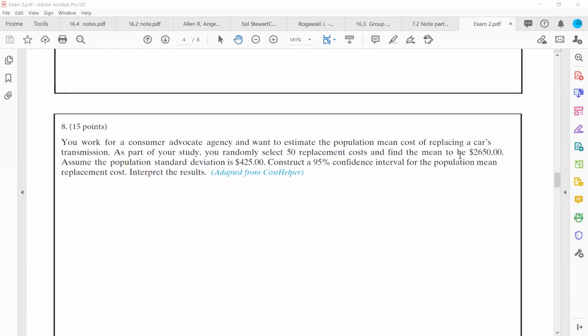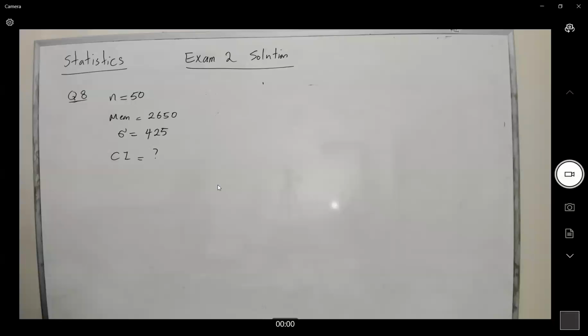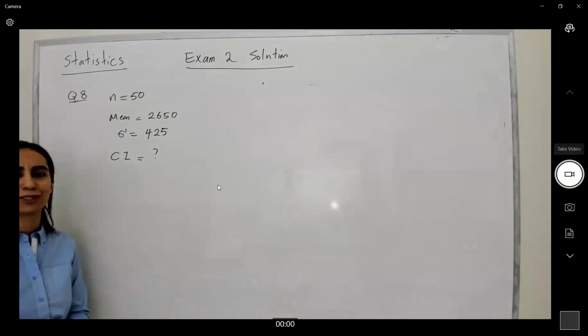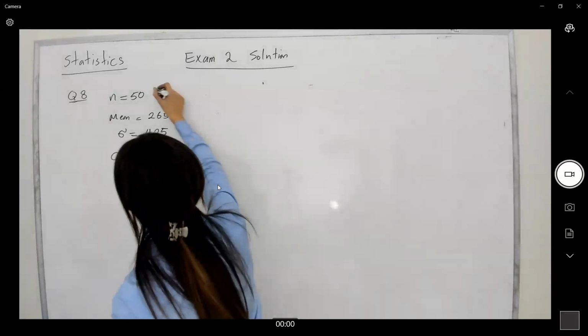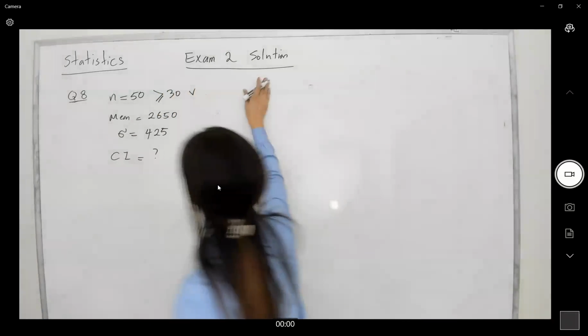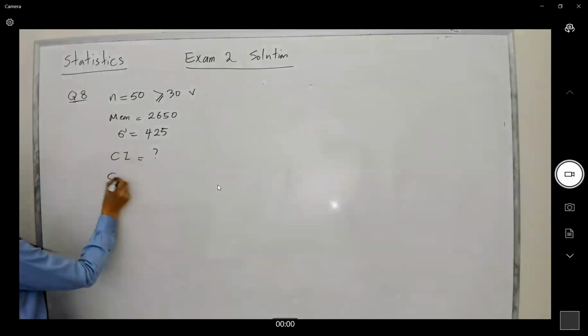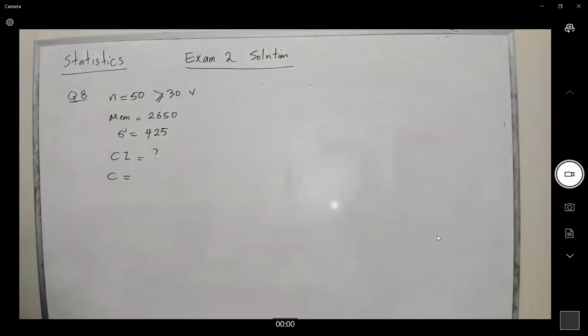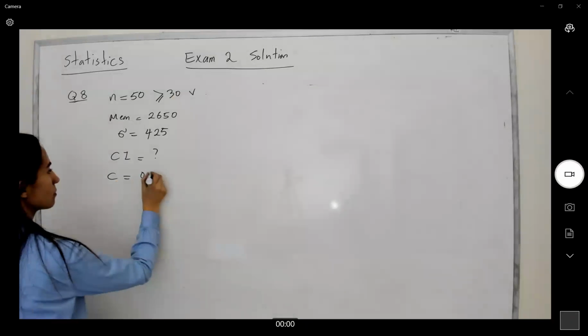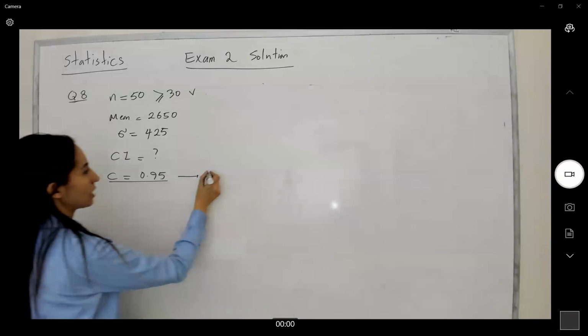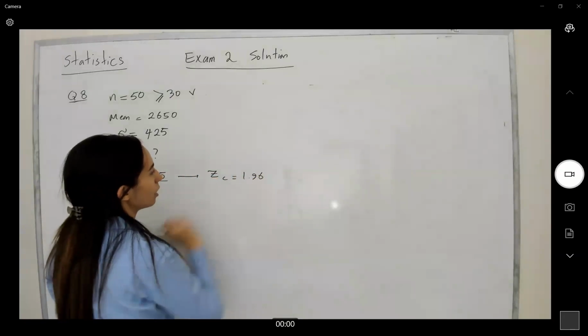What is CI? Let us finish this one as well. So sigma is given to us. We're happy. We just need to use ZC. Remember that n is greater than or equal to 30. We don't need the population to be normally distributed. So C, the confidence level, is 95%. Okay, perfect. It means that ZC is 1.96.